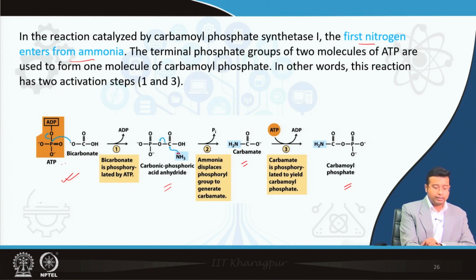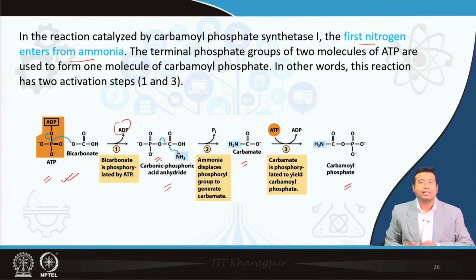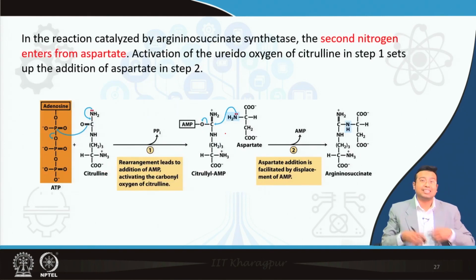So, first ATP is required, ADP is generated and one phosphorylation is happening, again another phosphorylation is happening after that initial phosphate has been replaced by ammonia. Okay. What is the next reaction?